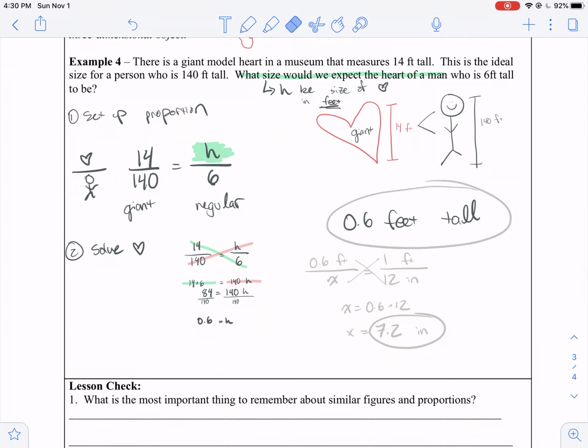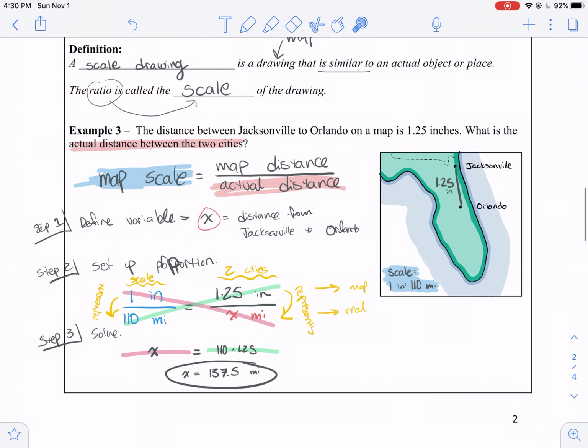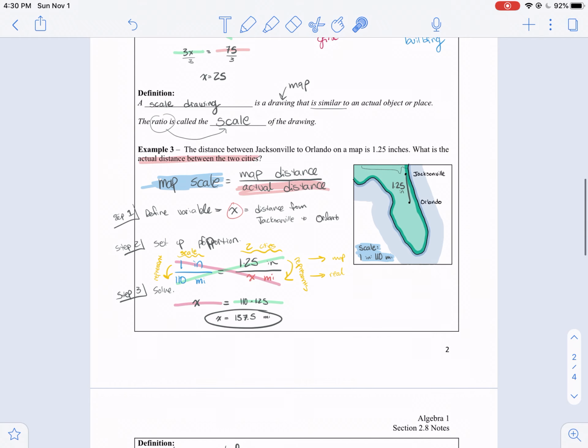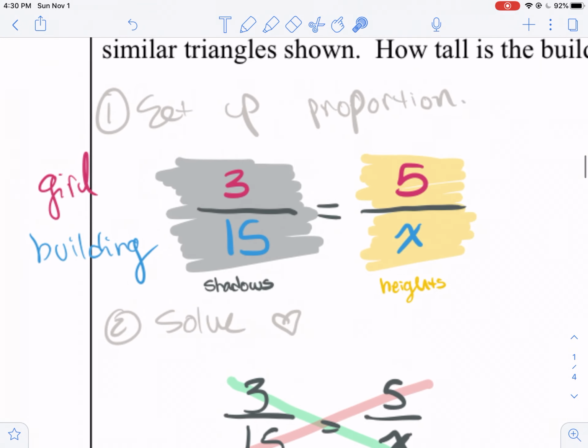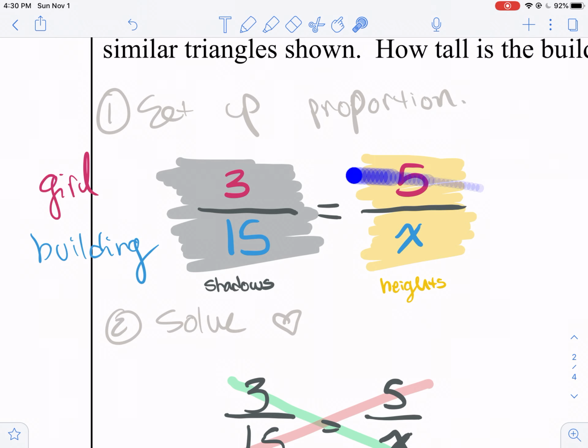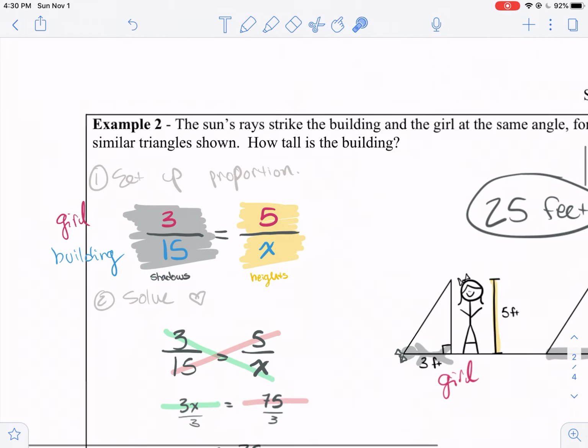Remember, when you are setting up proportions, they need to align. You need to have your similar figures in the similar spots. Just like up here, you had all the girls' measurements on top, all the buildings' measurements on bottom, and all the shadows in the same ratio, and all the heights in the same ratio. The similar ideas need to be together. And that's how you set up your proportion.